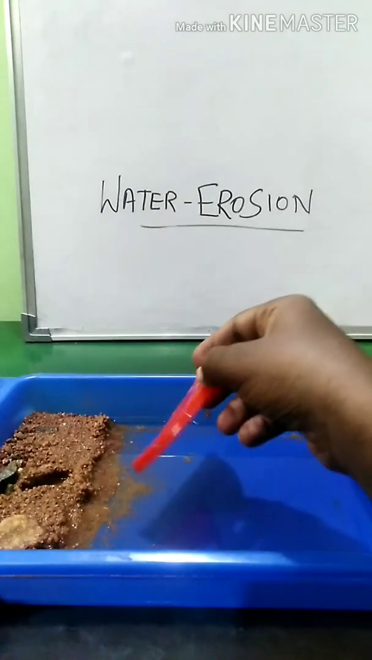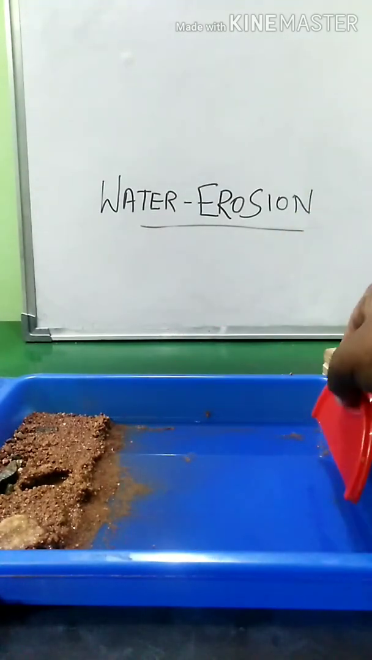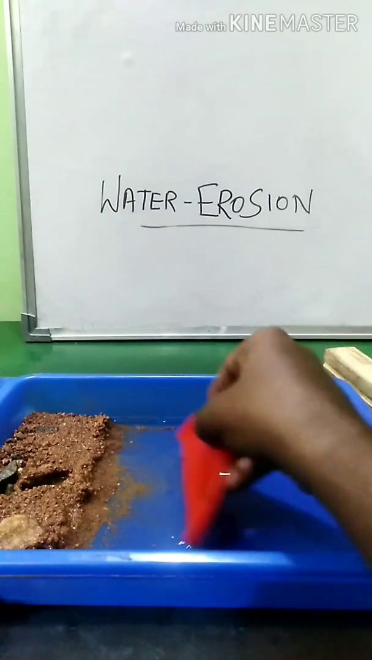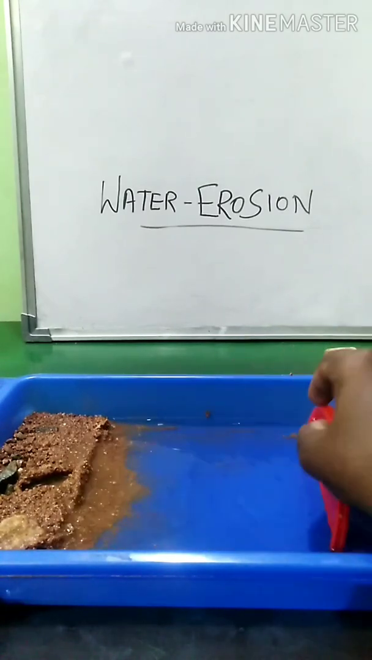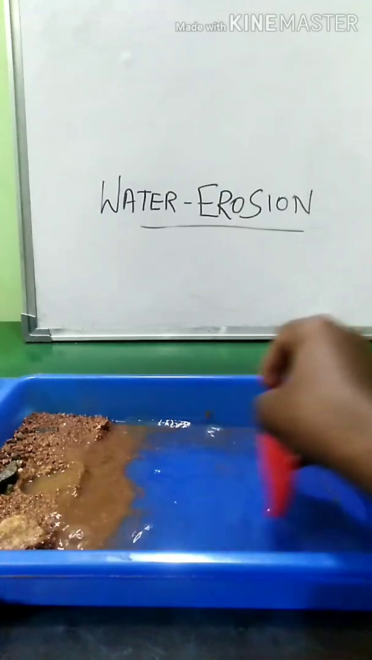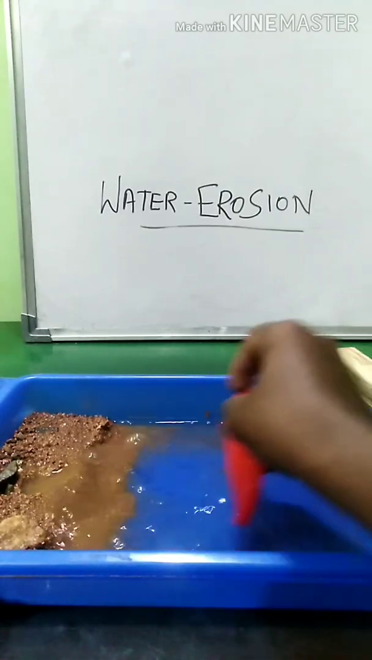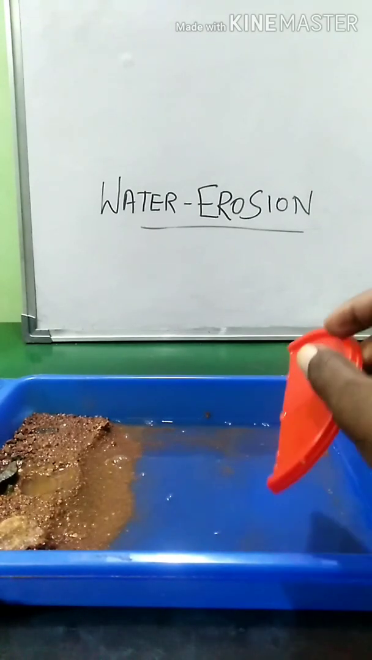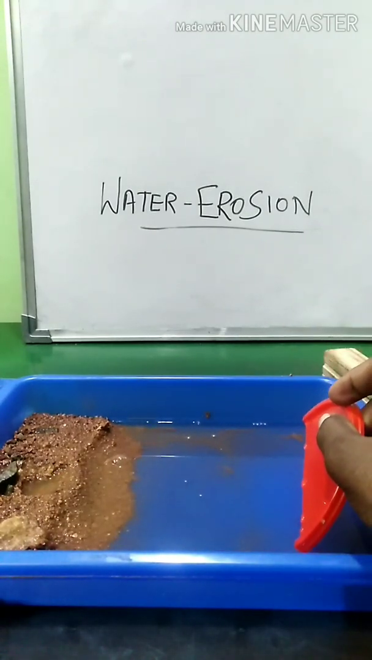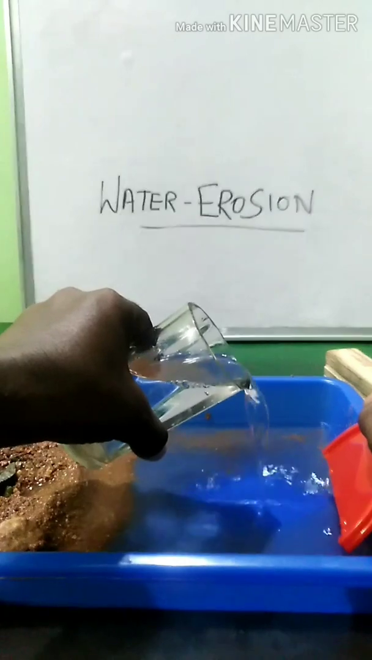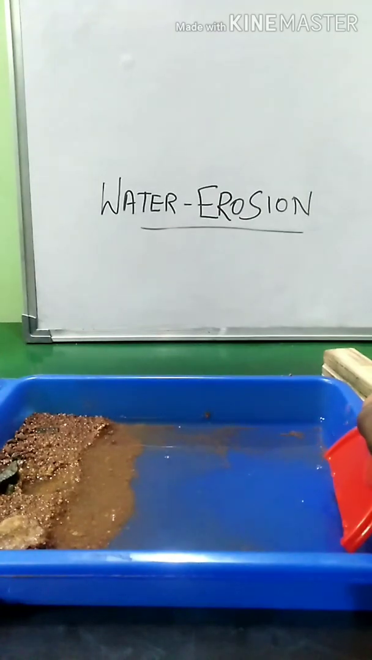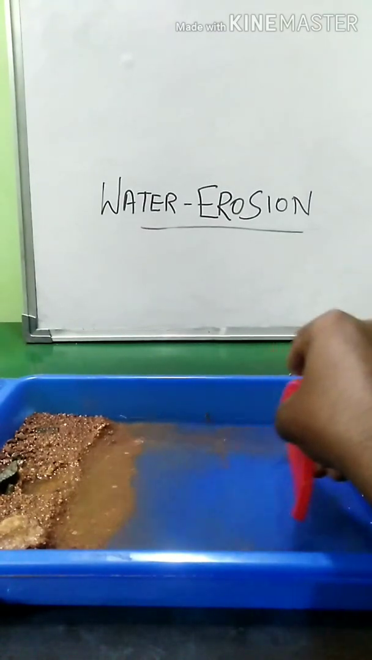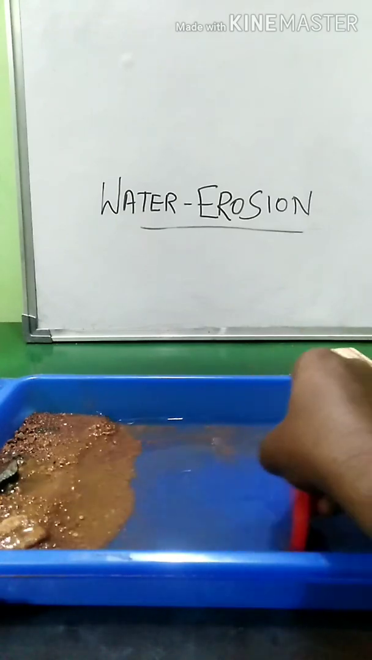See, here already some soil is eroded. I am just making an artificial wave. You can see. I pour some more water. I'm just making the artificial wave now. Again, just see what happened.